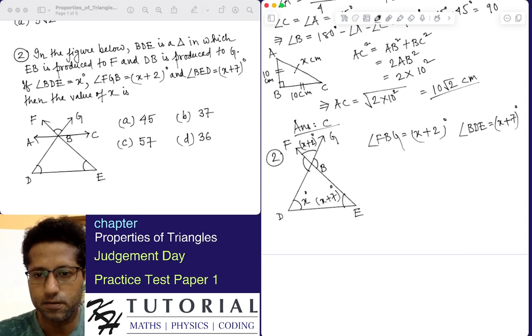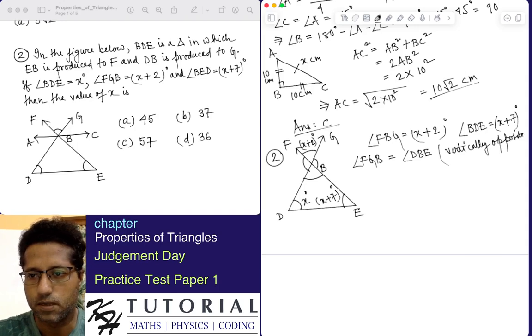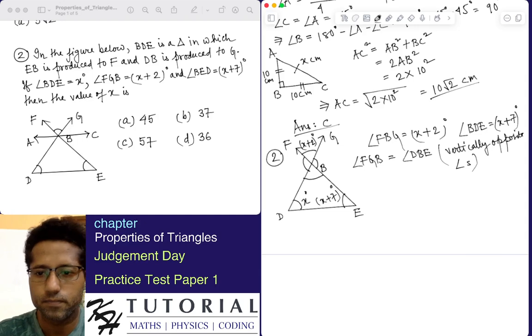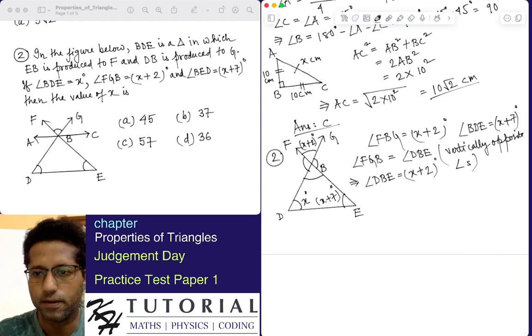Now angle FBG is vertically opposite to angle DBE. Angle FBG is equal to angle DBE, as they are vertically opposite angles. So this implies that angle DBE is equal to x plus 2 degree.